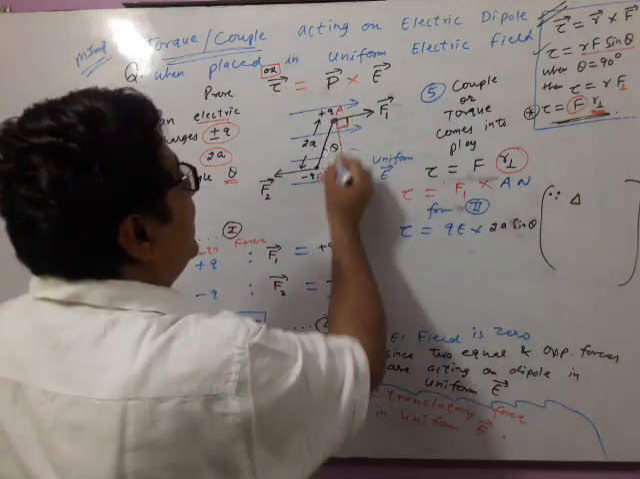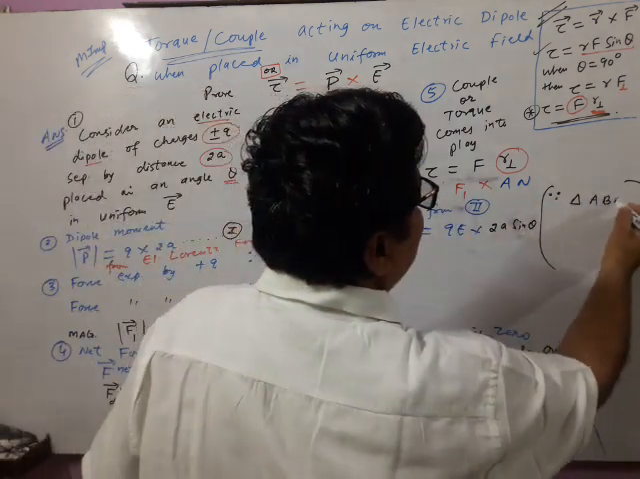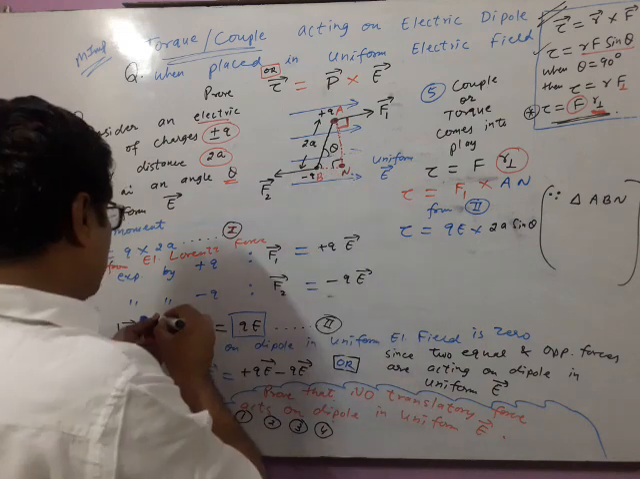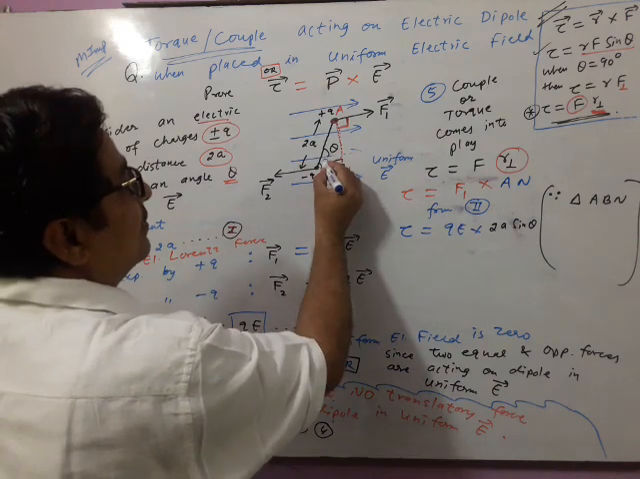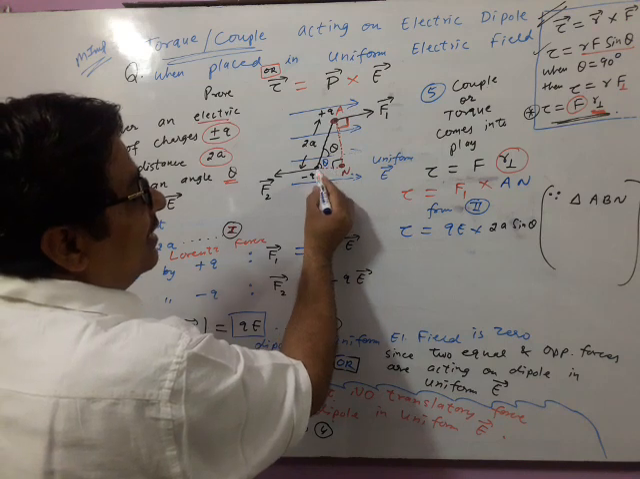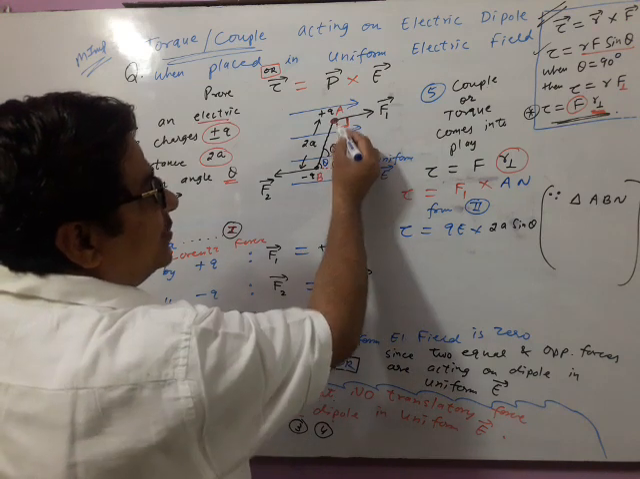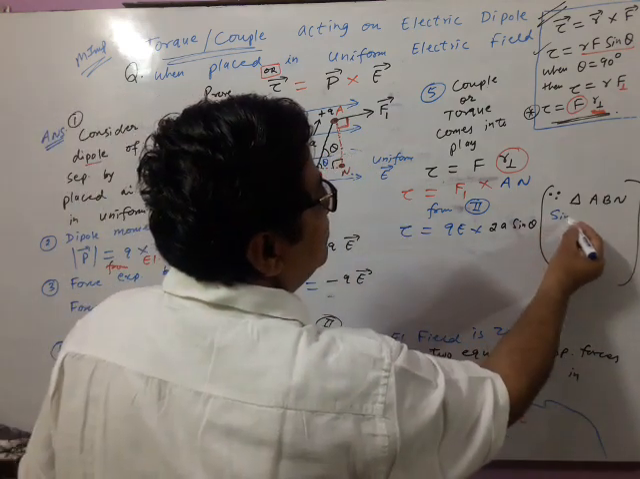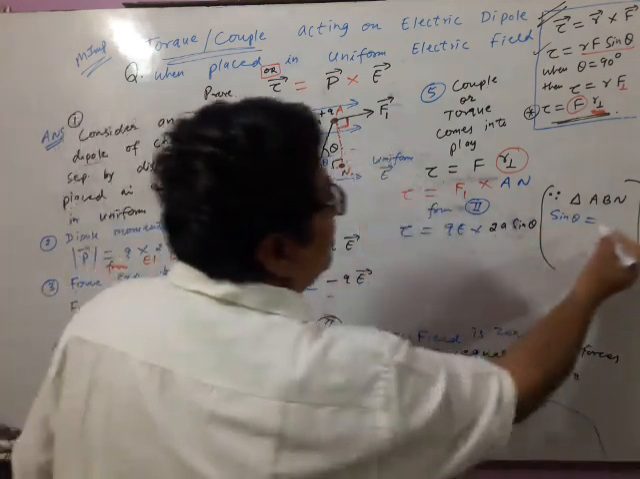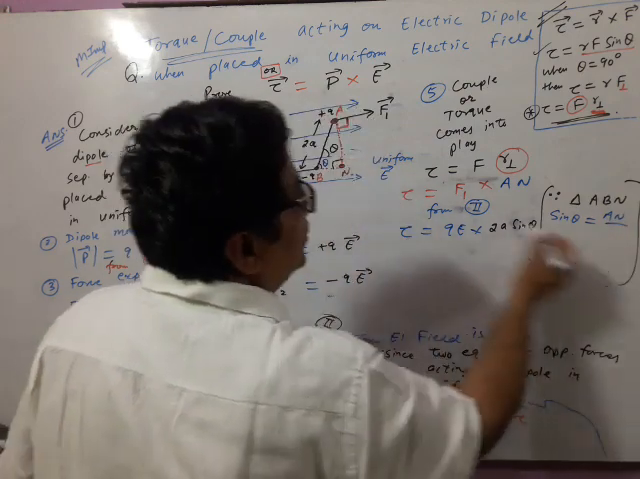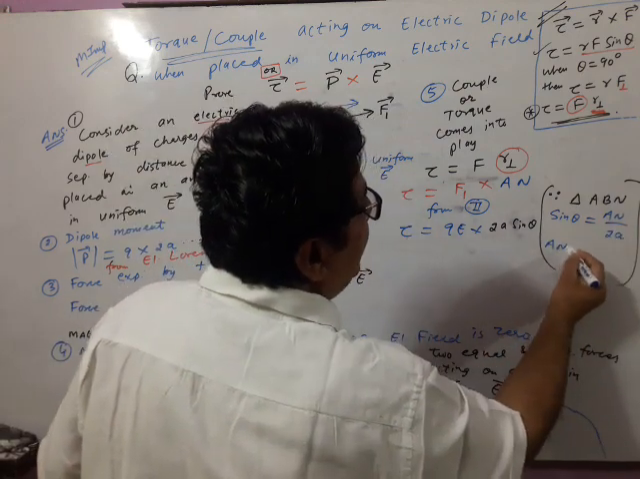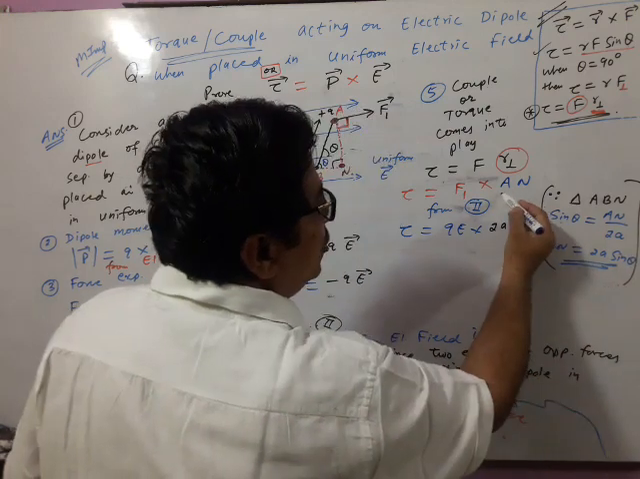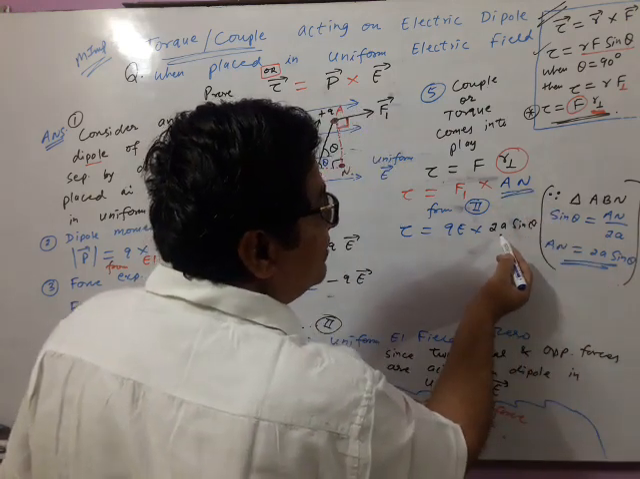Because in this triangle ABN, see this is perpendicular, this is theta, this is also theta. The line joining the 90 degree and the angle, BN, it is base, it is perpendicular. So perpendicular upon hypotenuse, find sin theta. Perpendicular AN upon hypotenuse 2a. So you see AN is 2a sin theta. So in place of AN we have written 2a sin theta.